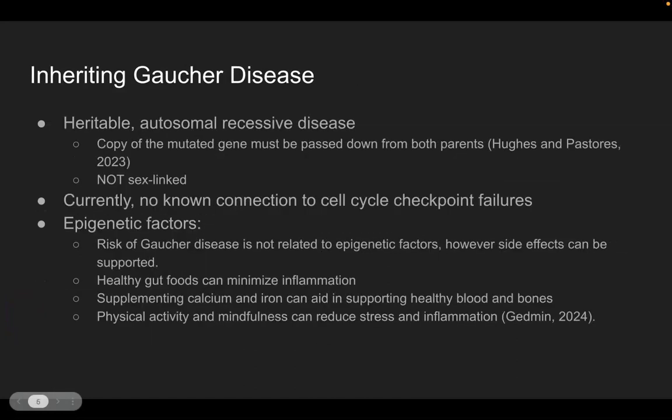How is Gaucher disease passed down to generations? It is a heritable autosomal recessive disease. This means that a copy of the mutated gene must be passed down from both parents. It is not sex-linked. Currently, there are no known connections to cell cycle checkpoint failures in Gaucher disease. The risk of Gaucher disease is not related to epigenetic factors. However, side effects can be supported.